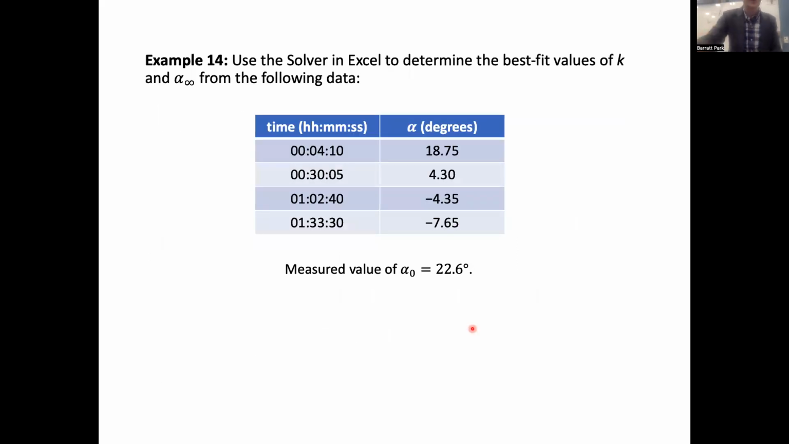All right, and so next I'm going to work that as an example. So we're going to use the solver in Excel in order to determine the best fit values of k and alpha infinity from the following data. So at each time, given in hours, minutes, and seconds, you measure the rotation of the plane polarized light, and this is the data that you get. And the measured value of alpha naught is 22.6 degrees. Okay, so let's do this example.